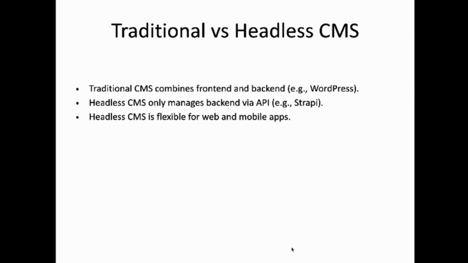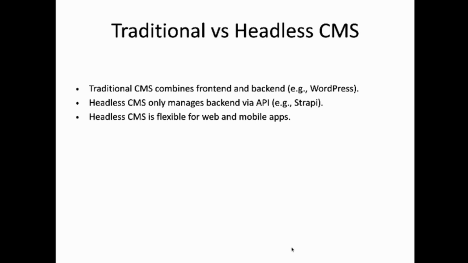Now let's move to traditional versus headless CMS. A traditional CMS combines the front end and back end. Let's take WordPress as an example. I have explained Strapi, which is a completely headless CMS. It only manages the backend. Whatever the user has to send directly to your front end, it will store everything in the backend, and by using a few APIs, it will transfer into the front end. That is called headless. Strapi is one of the best examples. You can easily explore it.